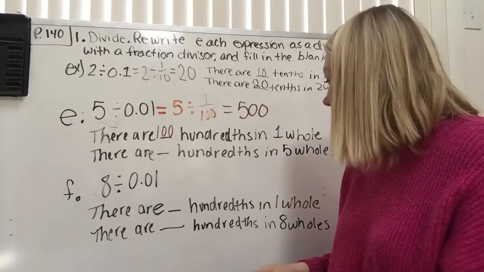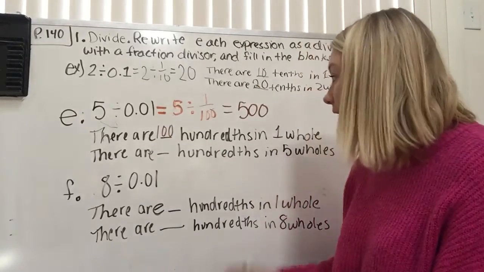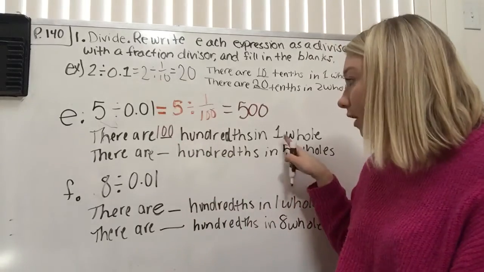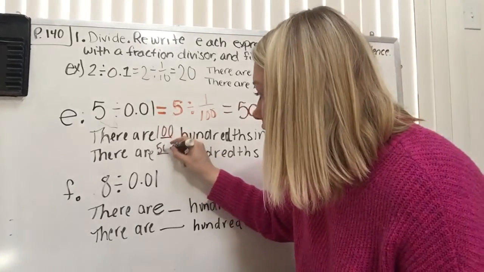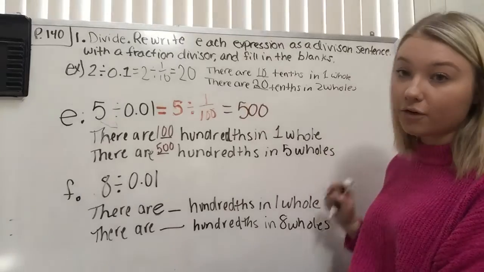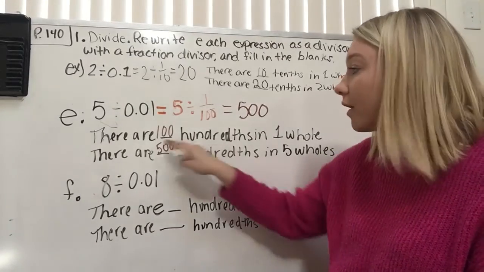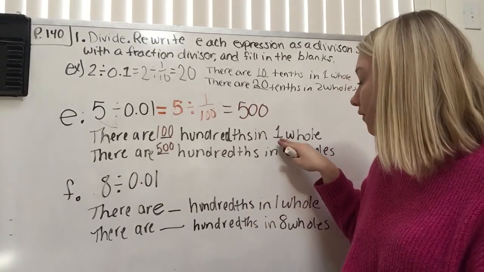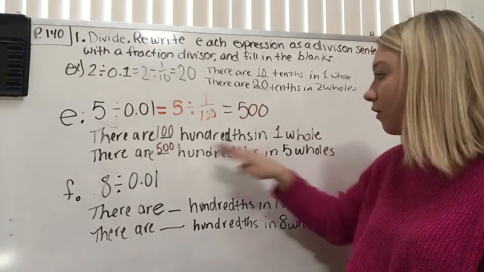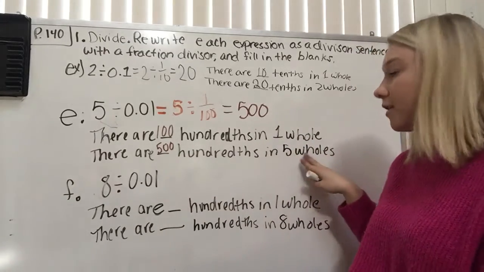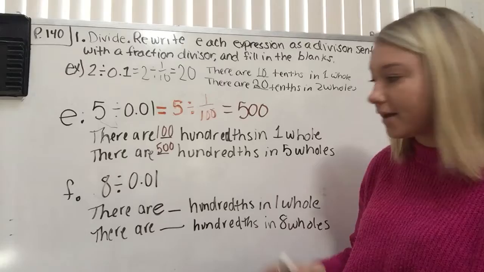There are 100 hundredths in one whole, and there are blank hundredths in 5 wholes. Well, if we have 100 for 1, we need 500 for 5 wholes. I hope that makes sense. So there are 100 hundredths for 1 whole, there are 500 hundredths for 5 wholes, okay?